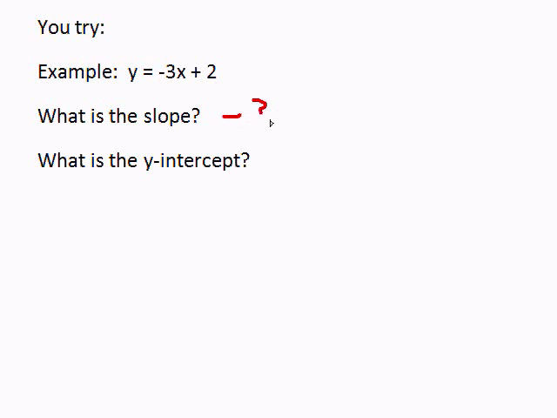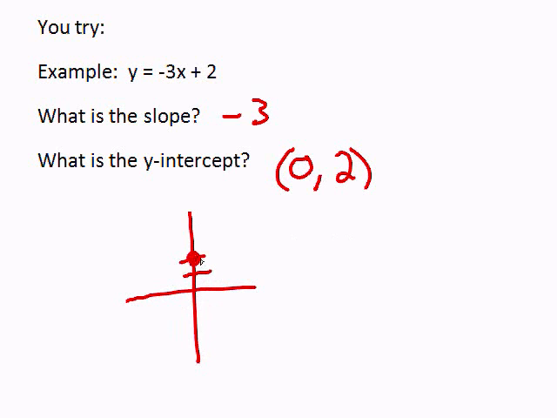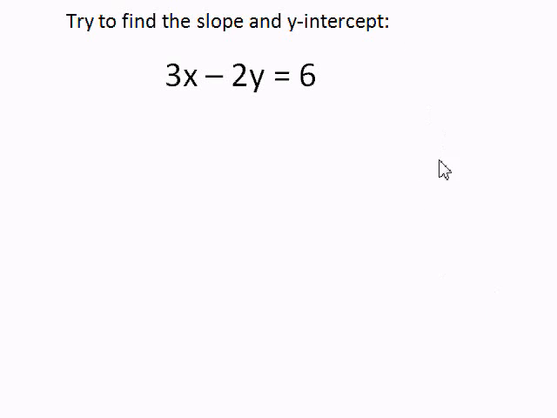Your slope should be -3. Your y-intercept should be 0, 2, because that's the point where the line would cross the y-axis. Right here at 2 on the y-axis, which is the point 0, 2. Try to find the slope and the y-intercept of this equation.